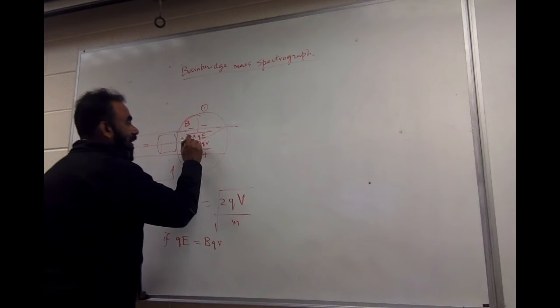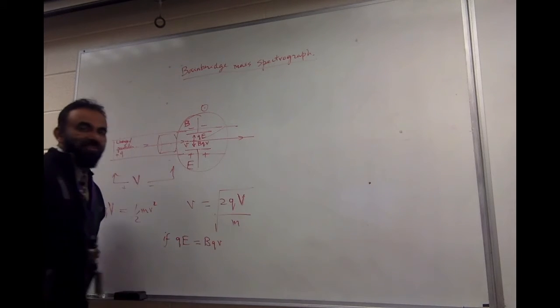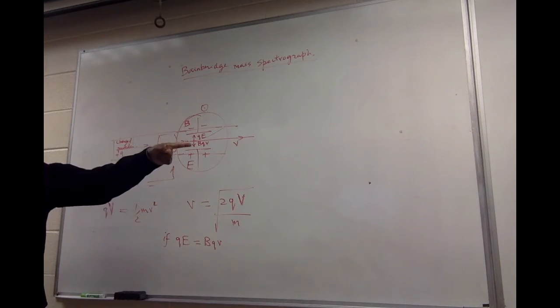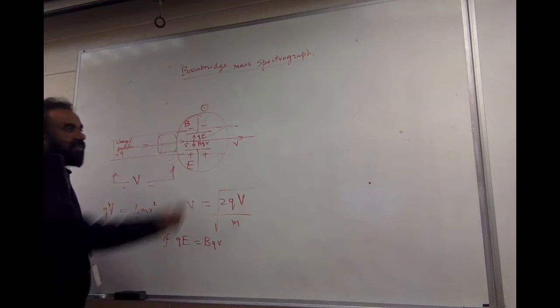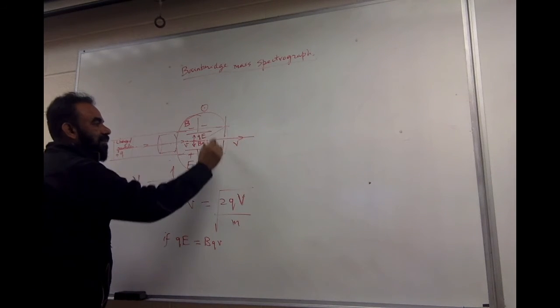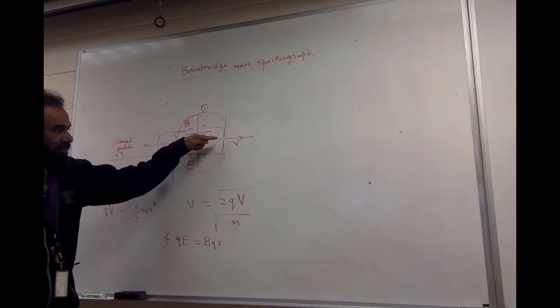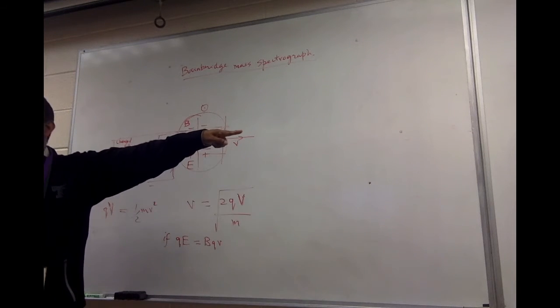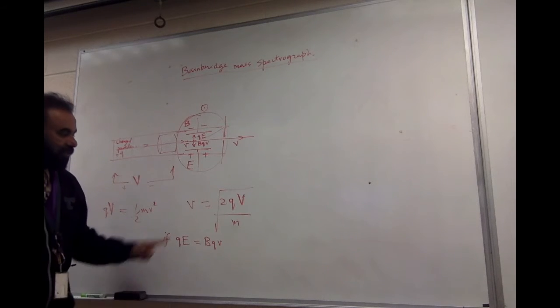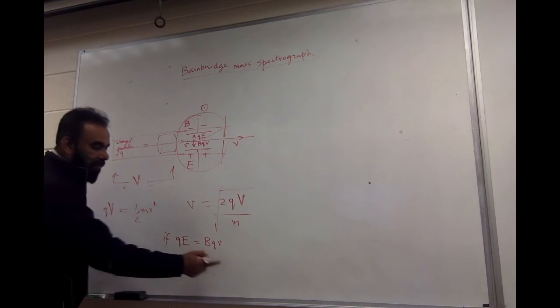None. So if that happens, then you're getting a single velocity to go through. Only one velocity will be able to sneak through, because I can actually put some filters here, so that anything that comes right in the middle can go out. Anything that goes on the other sides, they'll get absorbed. So QE is equal to BQV.